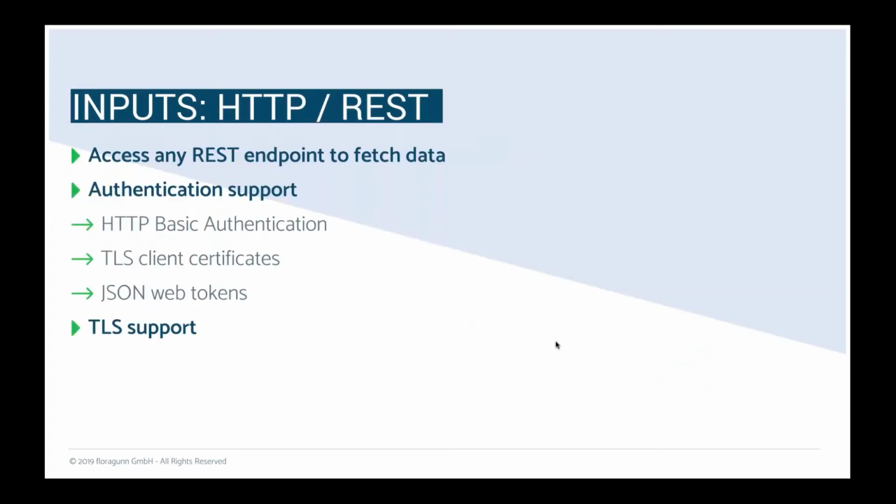So if we have a look at the available inputs, of course, Elasticsearch I already mentioned. We also support HTTP and REST endpoints. We support different types of authentication. So if you want to access an API where you need basic authentication, TLS client certificates or JSON Web Tokens, this is supported in Signals.